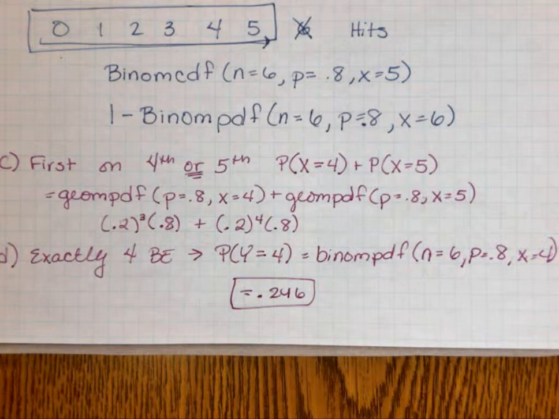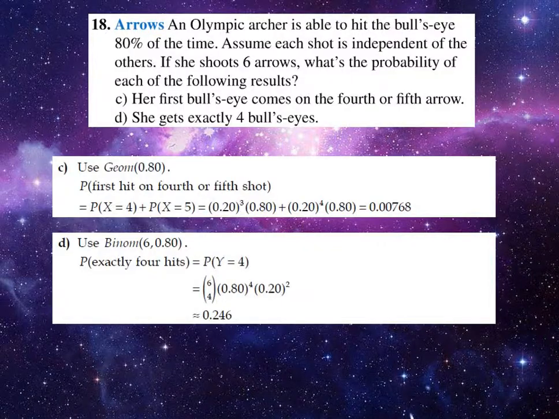Please, please, please understand, PDF is a single outcome. CDF is a range of outcomes. It's continuous. Discrete versus continuous. That's what those mean. Okay? All right.